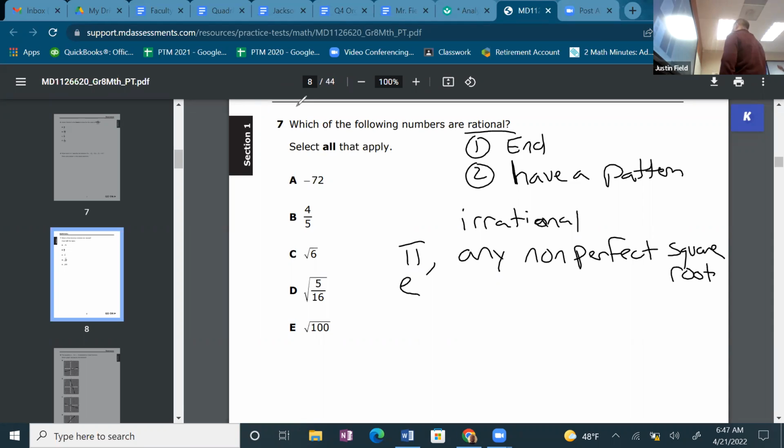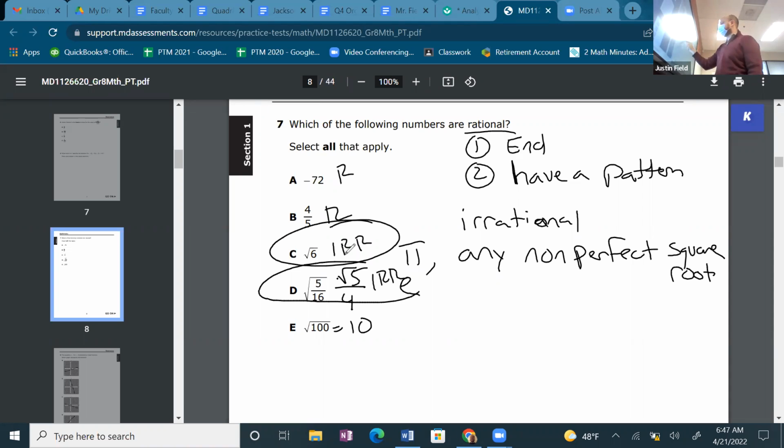You gotta write down this. I'm gonna erase it. All right. So is negative 72 a non-perfect square root? No, so it's rational. The square root of 6 is not a perfect square, it's irrational. The square root of 16 is rational, it's 4. The square root of 5 is not a perfect square, so that's irrational. And the square root of 100 is 10. So the answer is C and D.